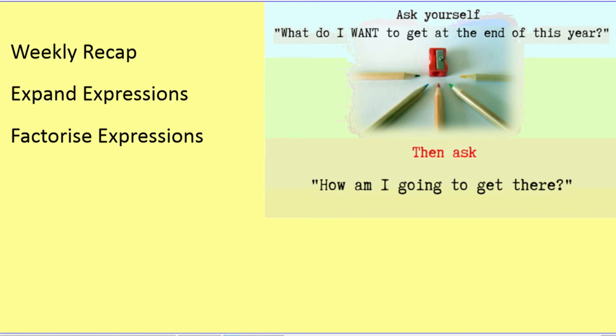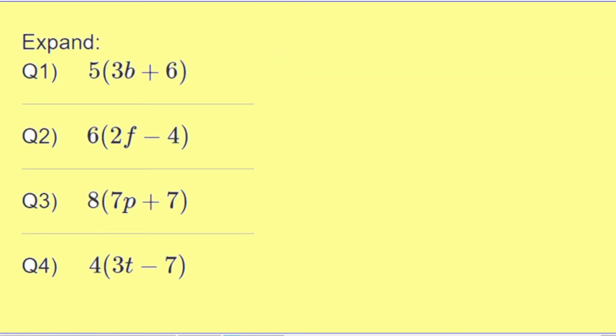Okay. So the first thing we're going to do is expand a bracket. To expand means to multiply everything inside the bracket by the number on the outside. So to expand is to make bigger. We're going to get more pieces out of this. So we're going to do 5 lots of 3b. So 5 times 3b, and we're going to do 5 times 6.